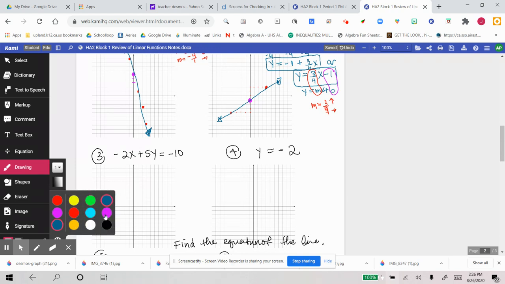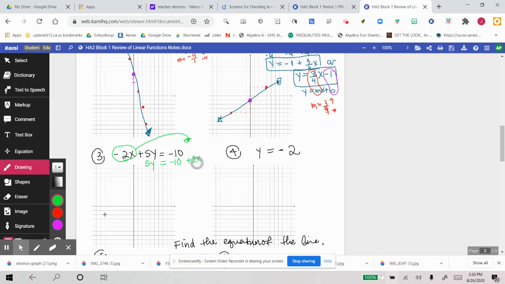Okay. So similar, I have to solve for y. So again, negative 2x plus 5y equals negative 10. I'm trying to solve for y, so I've got to move this negative 2x over. This 5y is staying. This negative 10 is staying. But when I move that negative 2x over, it becomes positive 2x. When I divide by 5, it's y equals negative 2 plus 2/5 x. Or, if you prefer, you could do y equals 2/5 x minus 2.